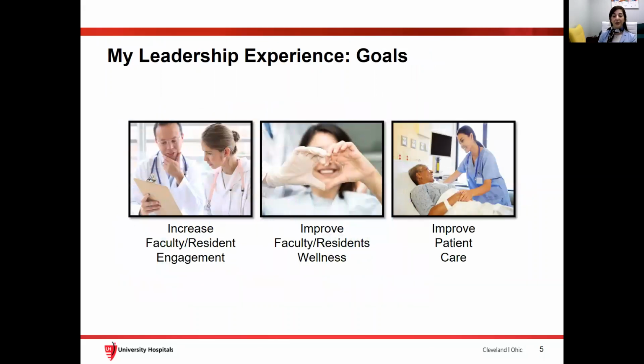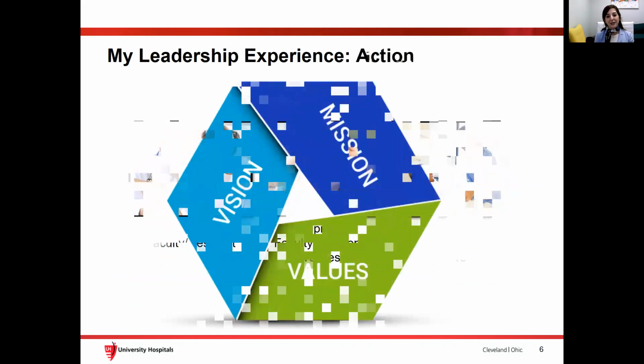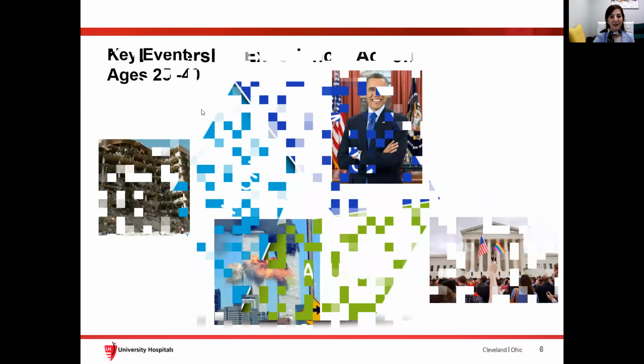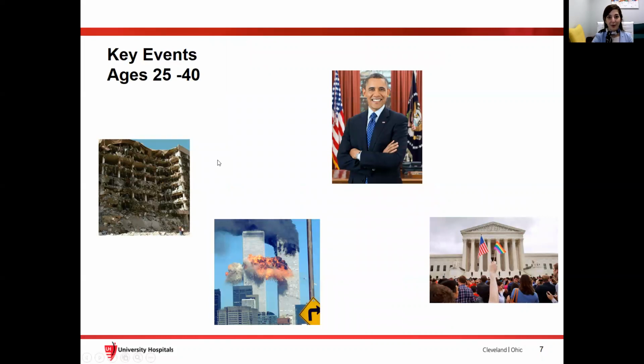So our team's goal was to increase faculty engagement, increase resident engagement, thereby increasing their wellness and ultimately helping to improve the quality of the patient care that we provided. To do that, we needed a very clear vision and a very specific mission. We also needed to retreat and reflect on our core values that would help us achieve the goals that we set forth to accomplish. So with that stage set, I'm going to speak a little bit more about the millennial generation before returning to the story.